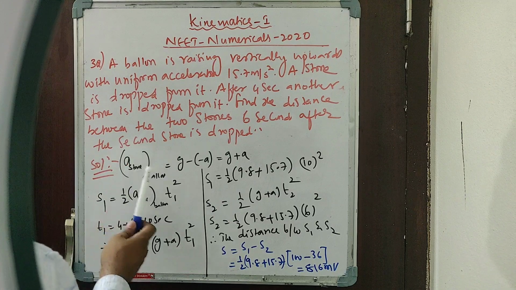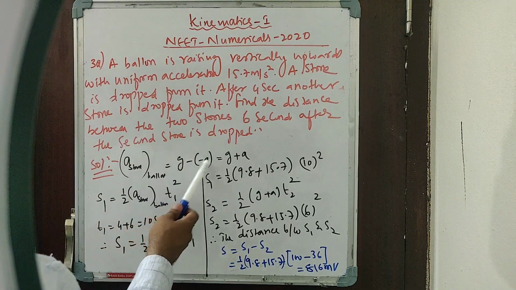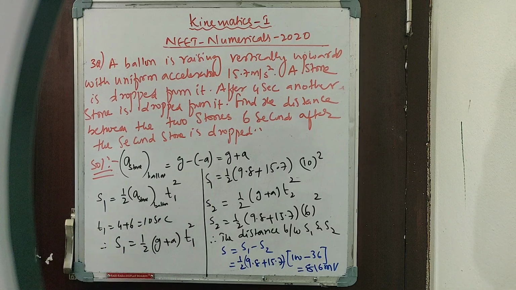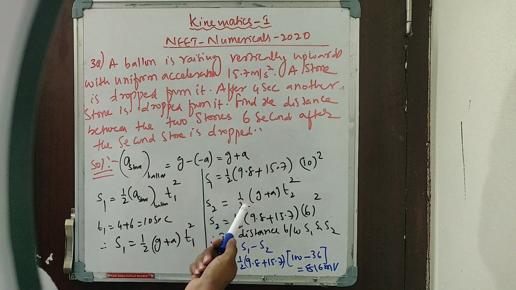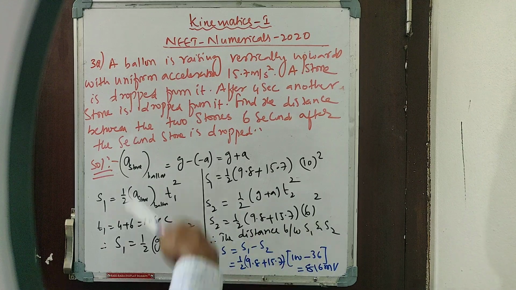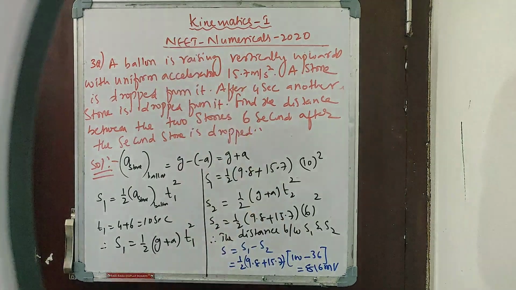So the acceleration of the stone with respect to the balloon will be equal to g minus of negative a, that is g plus a. The distance traveled by the first stone: total time taken is 10 seconds. So S1 is equal to half, initial velocity is 0, g plus a into T1 square. The same way S2 is equal to half into g plus a into T2 square. Here T1 is 10 seconds, T2 is 6 seconds. So I got the values of S1 and S2. The distance between them will be the larger distance minus the smaller distance.